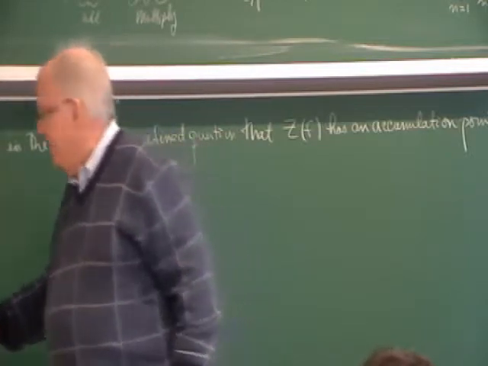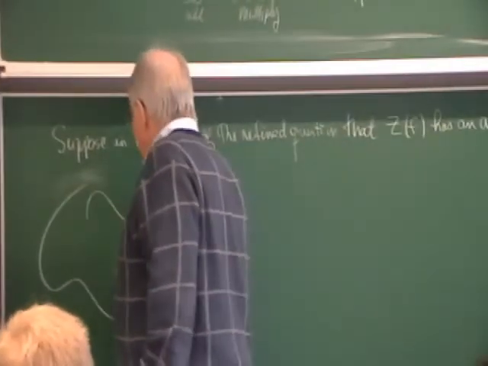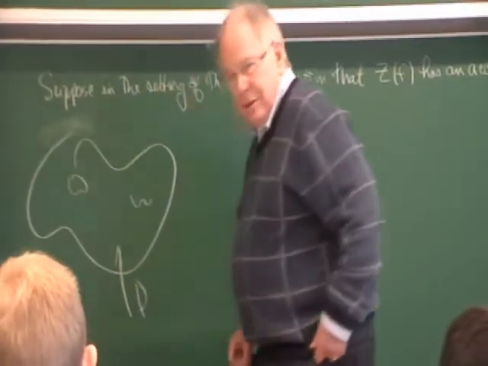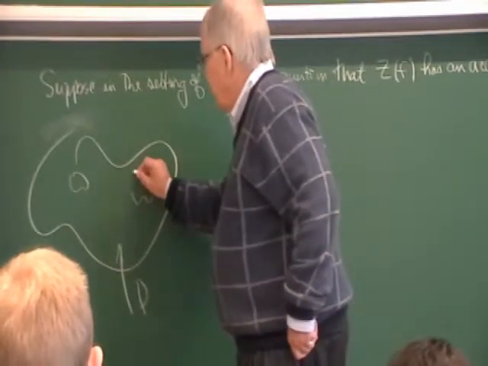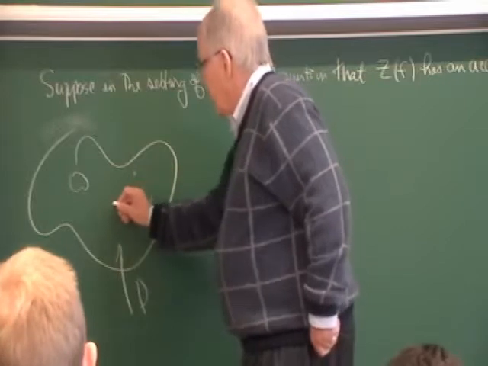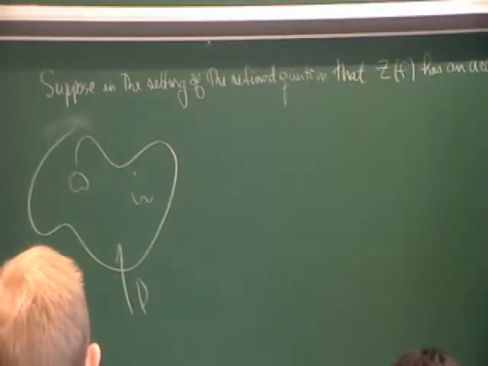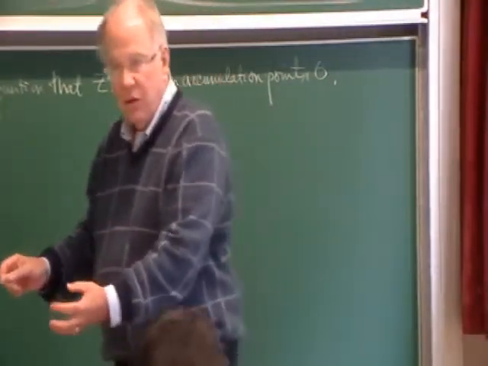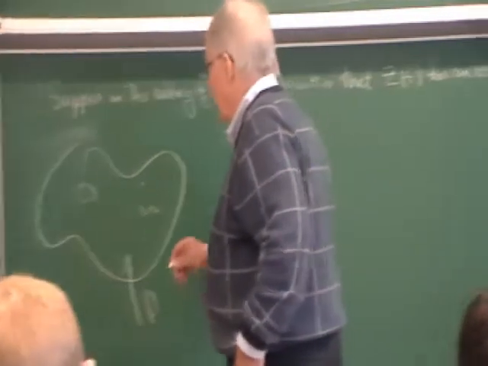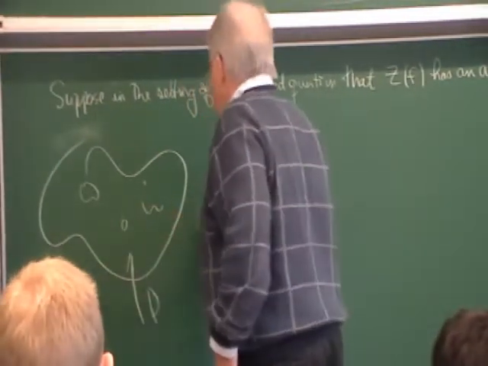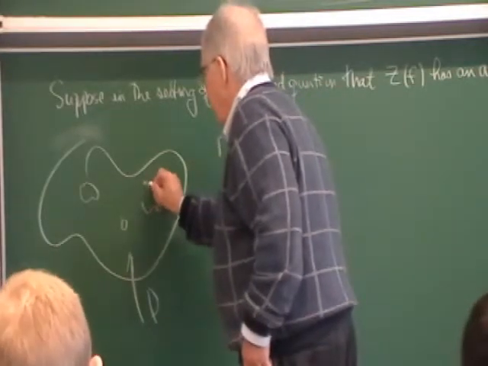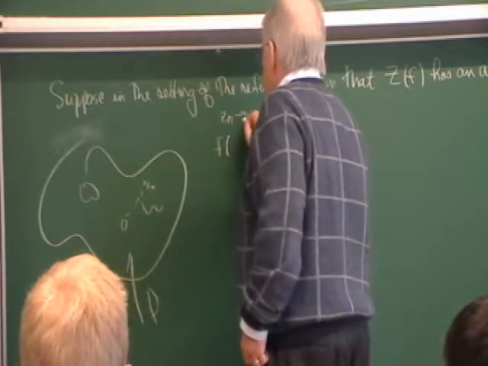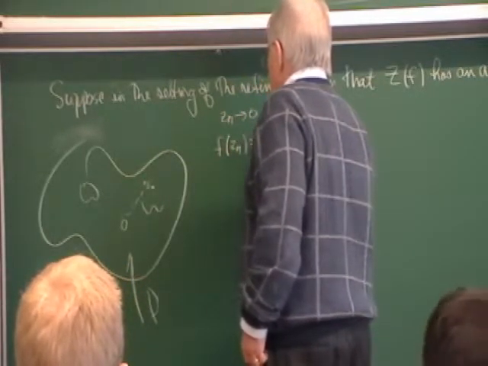Okay, then you should draw the picture. Some terrible domain. It has some holes, it does some terrible things. And it has an accumulation point. Obviously you can call this accumulation point 0. You can just translate everything over to 0. Here is 0. That says there's a sequence of points Zn which accumulates to 0. So f of Zn goes to 0, f of Zn equals 0.